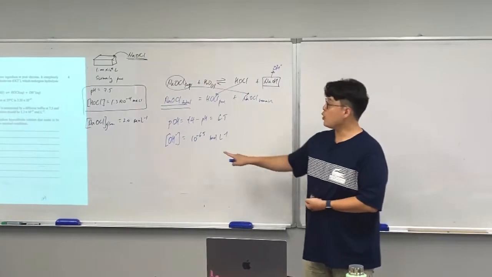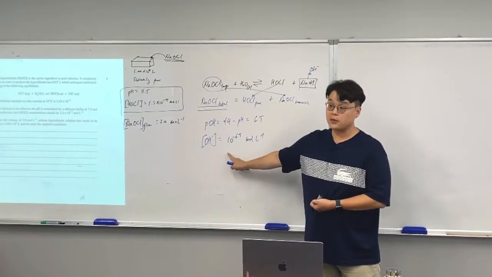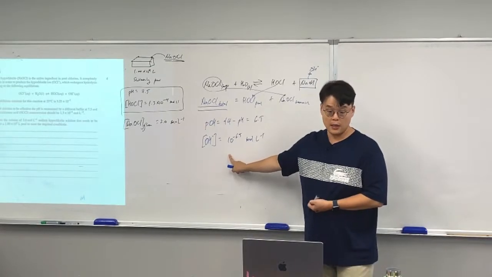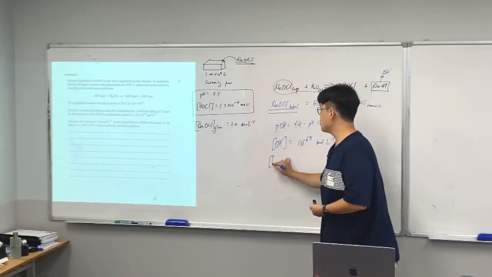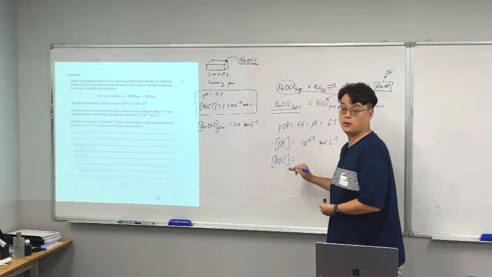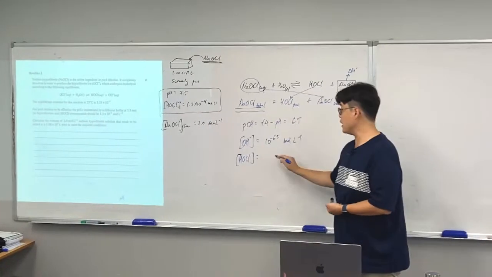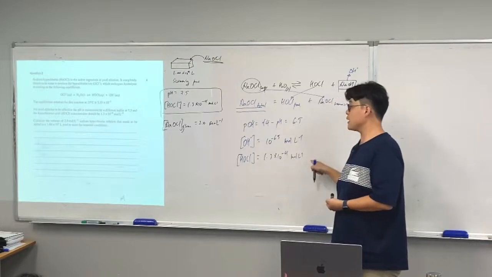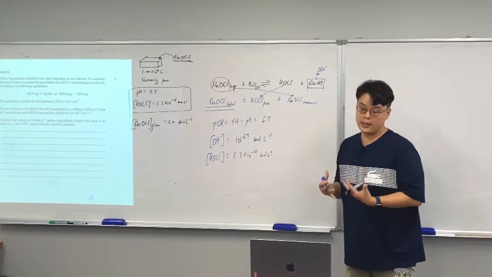Okay, so this is what we want to make. We want the concentration of the hydroxide ion to be this. Does it make sense? Okay. What about the concentration of HOCl we want to make, which is this? We want to make these two. This is what we want to make by dissolving that.